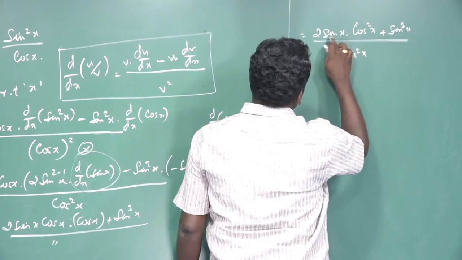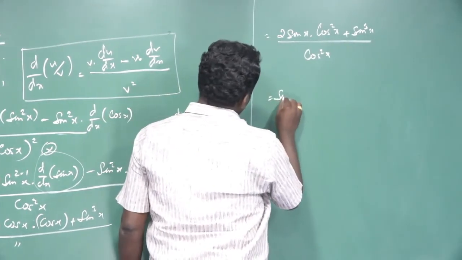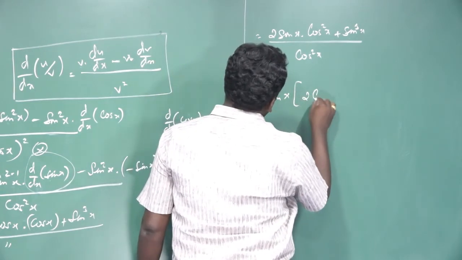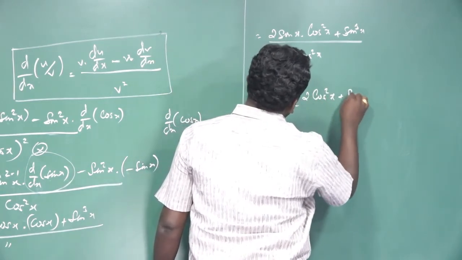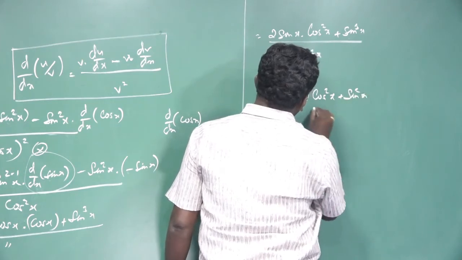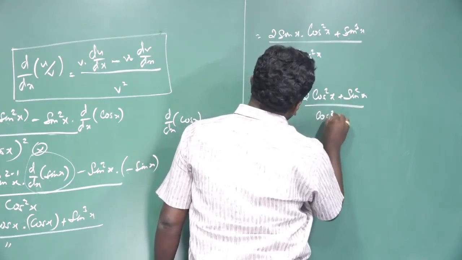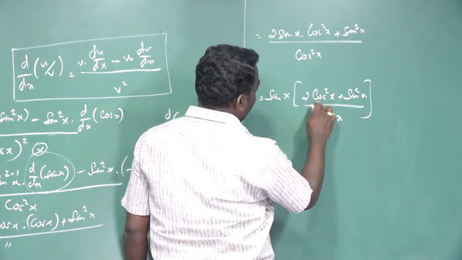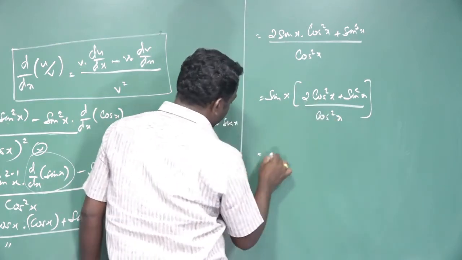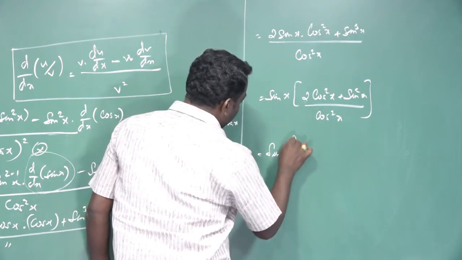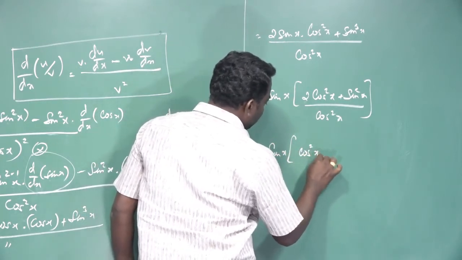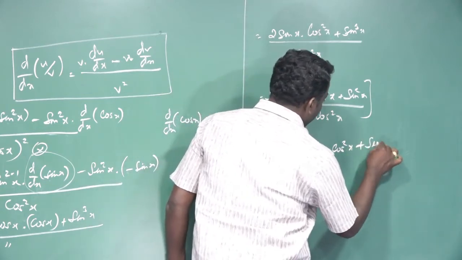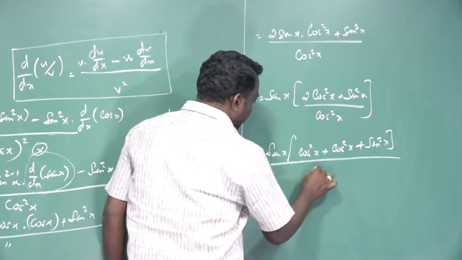In these 2 terms sin x is common, therefore take sin x commonly, remaining within the bracket 2 into cos square x plus sin square x, by cos square x remaining. Now the 2 times cos square x, we can write cos square x plus cos square x, that is equal to sin x within the bracket of cos square x plus cos square x, plus one more sin square x remaining, and by the same denominator.